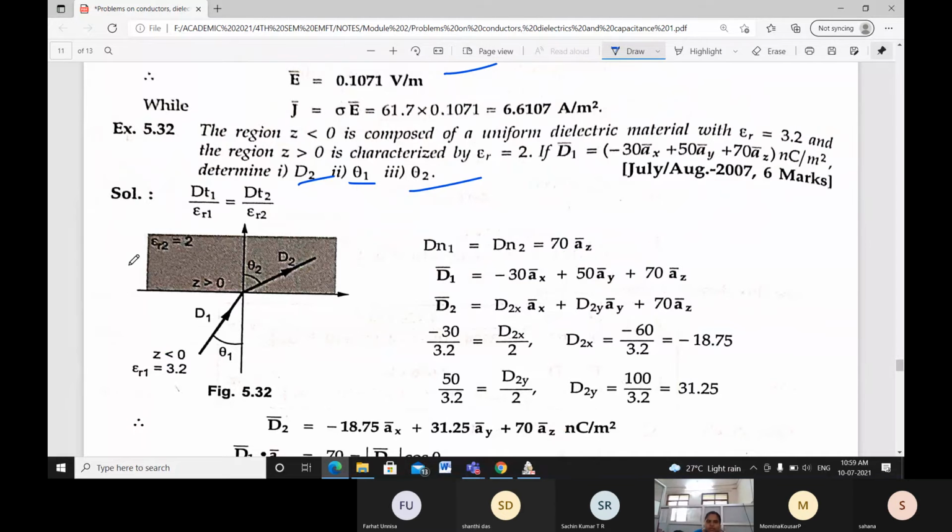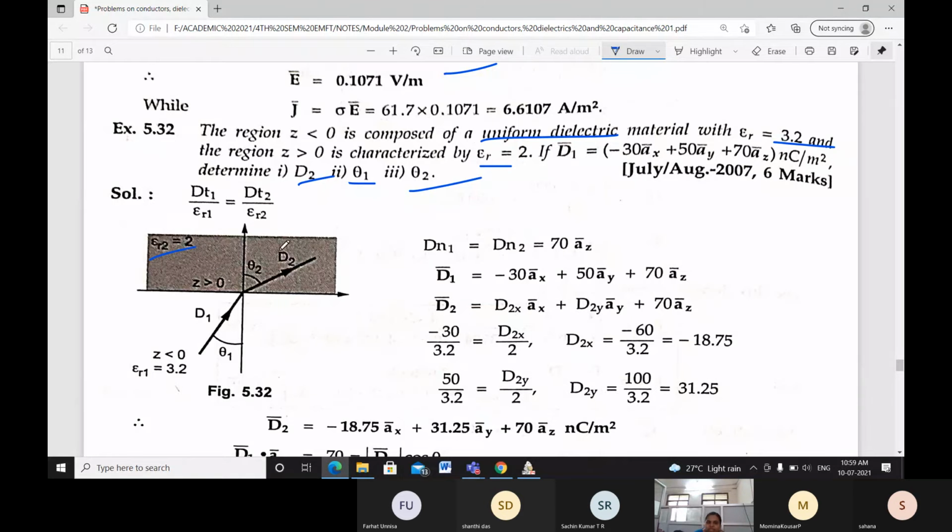First go with the figure. Here it is going to be theta D1, and here it is going to be D2, passing through this. They are not telling which medium it is, they are telling it is a uniform dielectric material. Then epsilon_r1 is given, that is 3.2, and epsilon_r for the other is also given, that is 2. epsilon_r2 is given already for us.